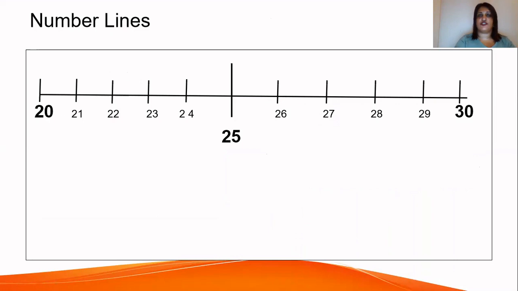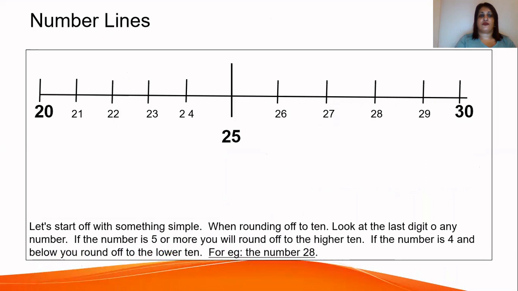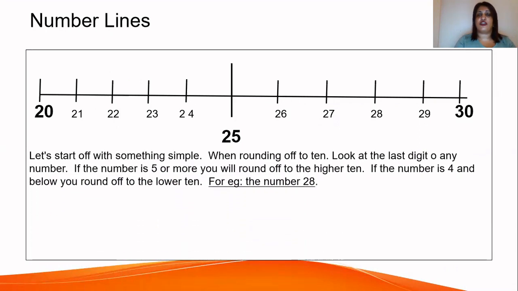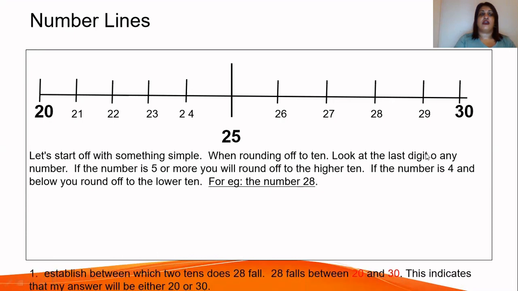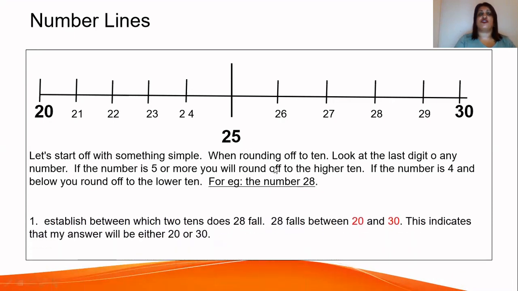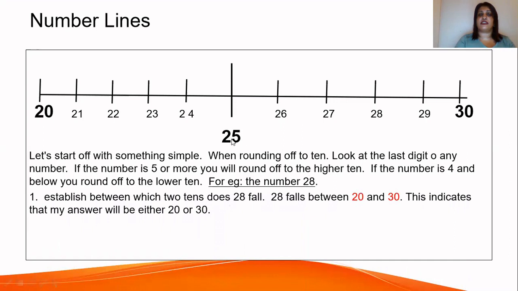Right, now we have a number line to explain to you how we round off and what digits we look at. Let's start off with something simple. When looking at rounding off to the nearest 10, you look at the last digit of any number. If the number is 5 or more, you will round off to the higher 10. Right? So if your number ends with 5, there's my midpoint here and there's 5 here. If it's 5, 6, 7, 8, or 9 at the end, it will round off to the higher 10, which will be on your right-hand side. But if it's lower than 5, if it's 4, 3, 2, or 1, it will end up on the lower 10.